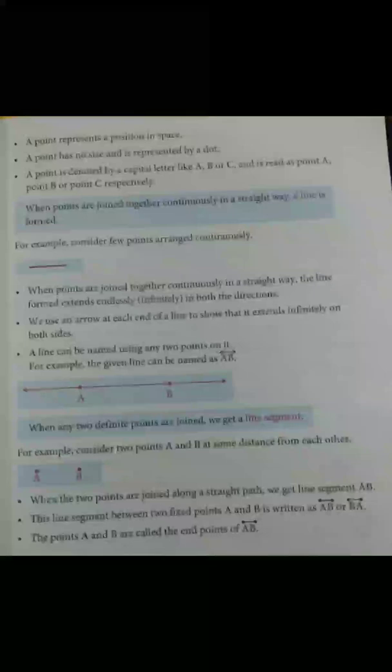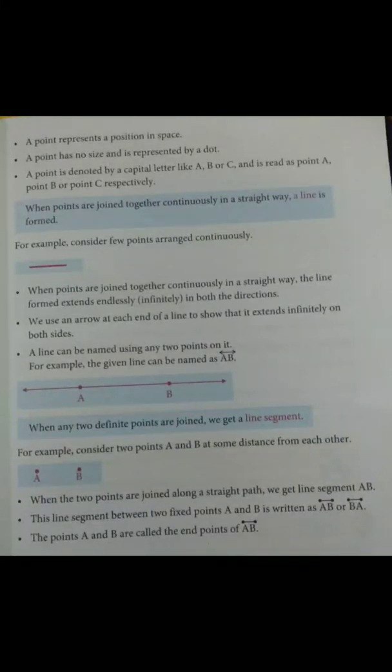If you see in your textbook page number 39 at the top, a point represents a position in space. Next, a point has no size. There is no size of any point and it is always represented by a dot. A point is denoted by a capital letter like A, B or C, and read as point A, point B or point C respectively.